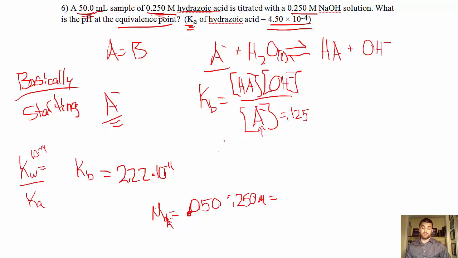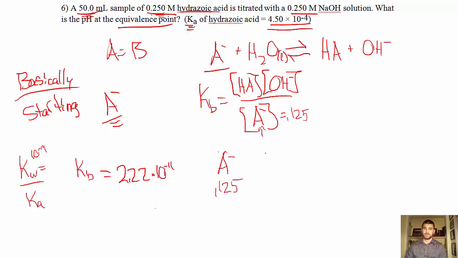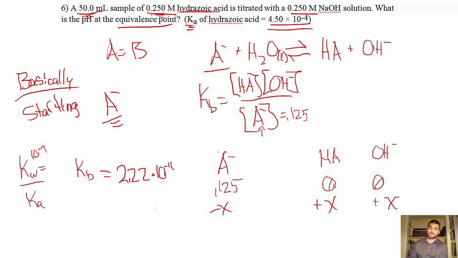Now it's an ICE box problem. So let me make some room. All right, so I got A minus, started with 0.125 molar. H2O drops out, HA, I started with 0, and OH minus, I started with 0 as well. Now, a certain amount of this is going to get used up, and it's going to make the same amount of HA and OH minus. All right, so now I have my equilibrium values of 0.125 minus X, X, and X.